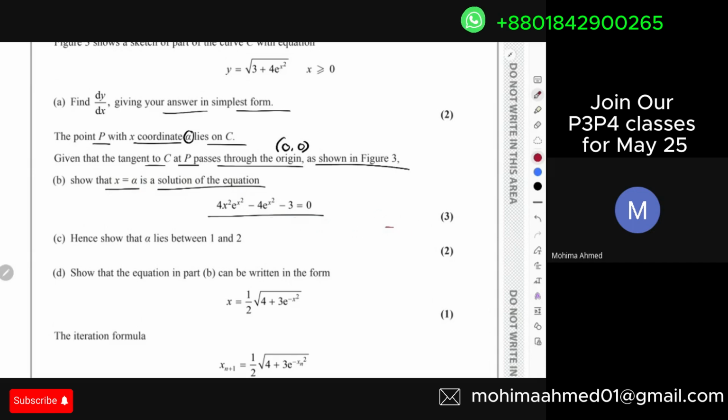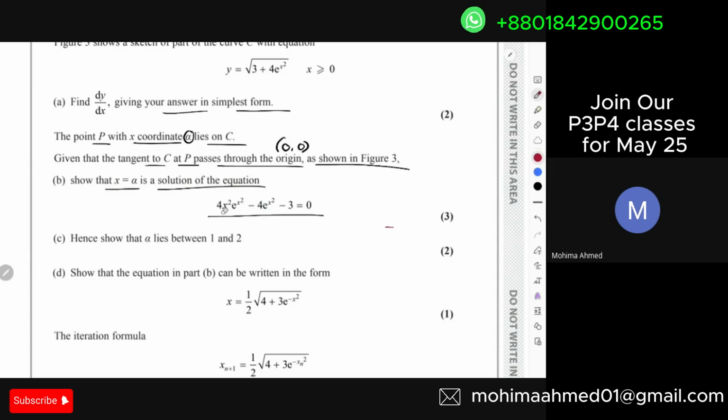So what I did is I considered that this x equals a was the point P, and at point P there was a tangent that was also touching the curve. So if I can somehow use the gradient of the tangent and the gradient of the curve to extract this equation, then obviously this will be the intersecting equation, right? How did you get this?